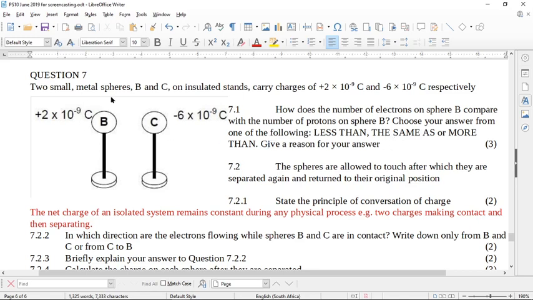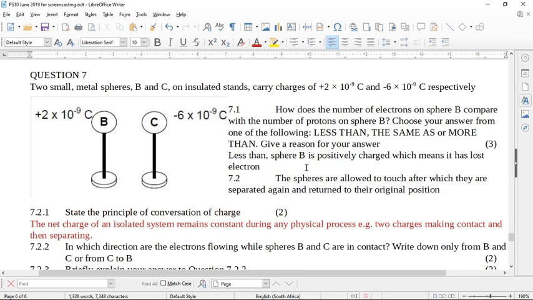So now they said to you, only look at sphere B, comparing the number of electrons on sphere B with the number of protons on sphere B. So this sphere B has a positive charge. If it has a positive charge, it has lost electrons. So how many electrons are there? They are less than. Sphere B is positively charged, which means it has lost electrons. Okay, remember, only the electrons can move, so we always like to talk in terms of what has happened to the electrons.